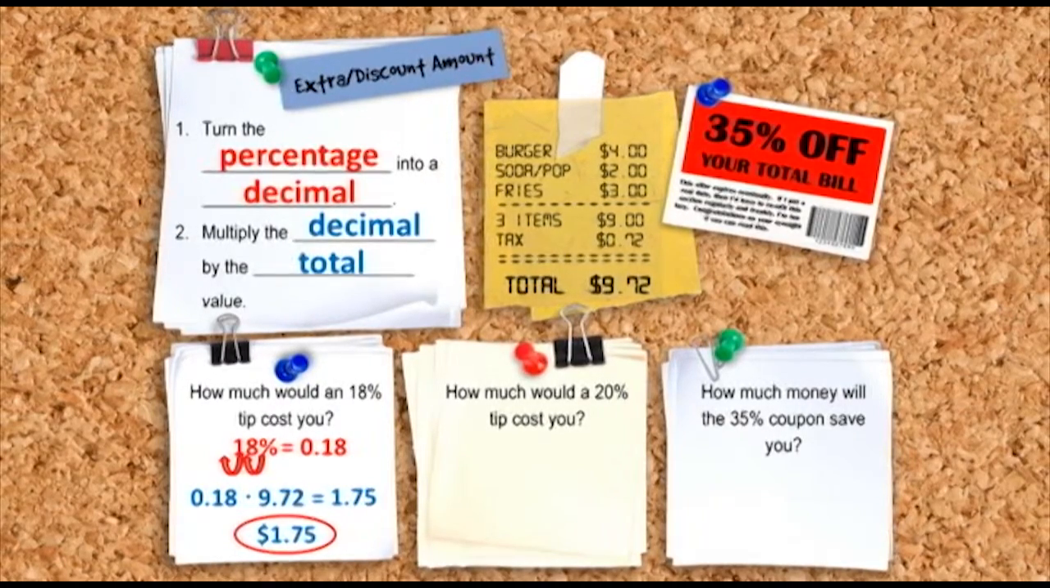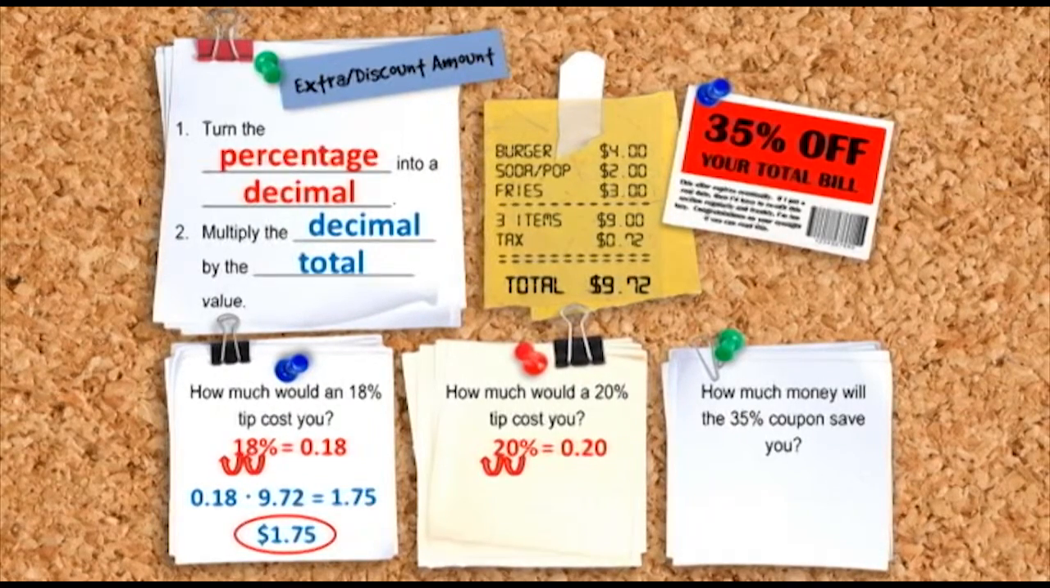Let's try another one. What if you felt a little more gracious and respectful for your waiter that night? You want to give a 20% tip. So I'm going to take 20% and turn it into a decimal. That's two places to the left. So 0.2. Now you can leave the zero on there.